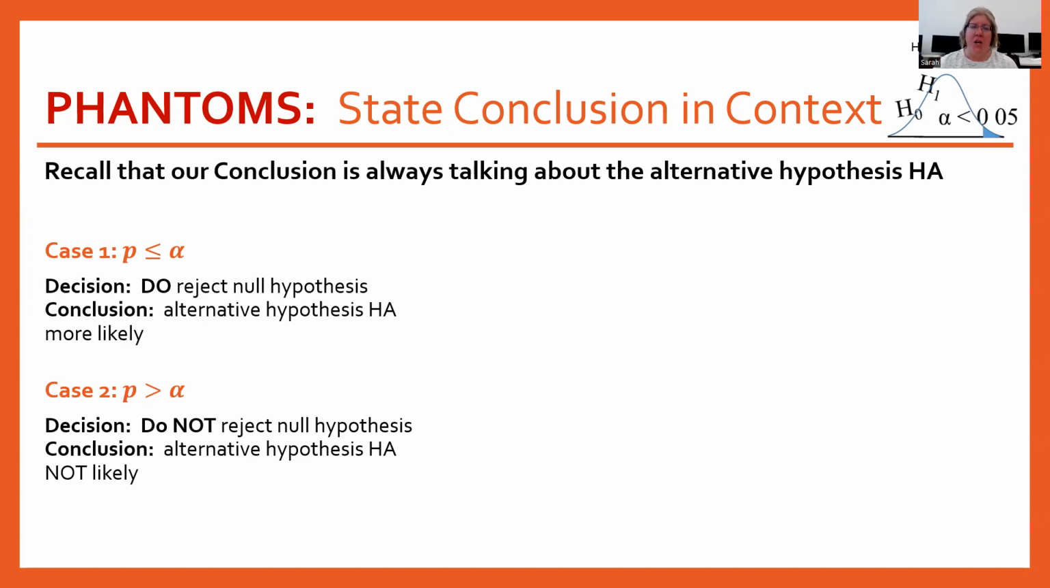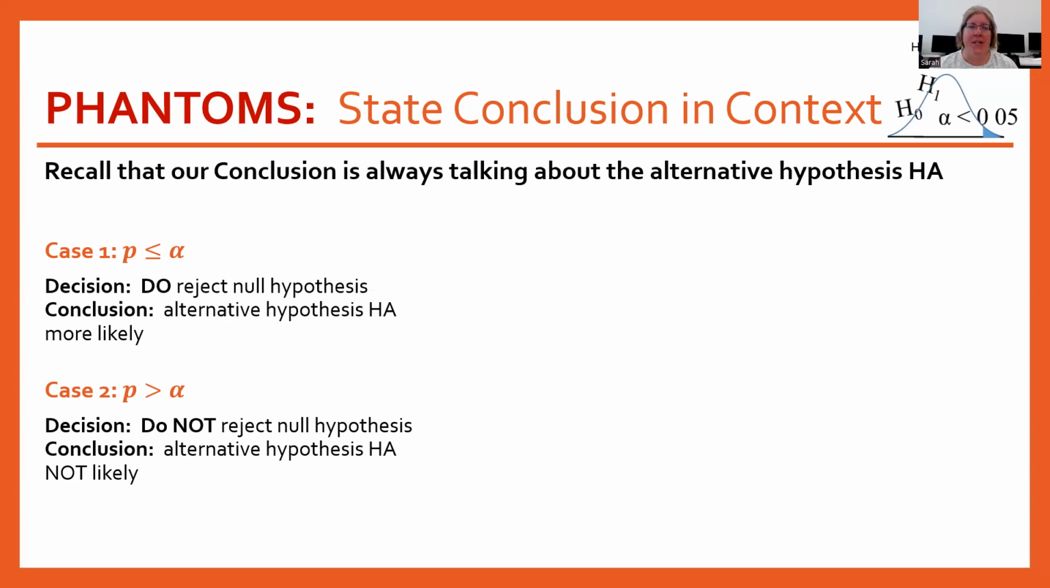If our p-value is smaller than alpha, we do reject our null hypothesis, meaning that we think that the alternative hypothesis is more likely. If p is bigger than alpha, we do not reject the null hypothesis, meaning that we don't have any evidence that the null hypothesis is wrong. All right, so we're going to need to know that in order to fill in our conclusion statement.